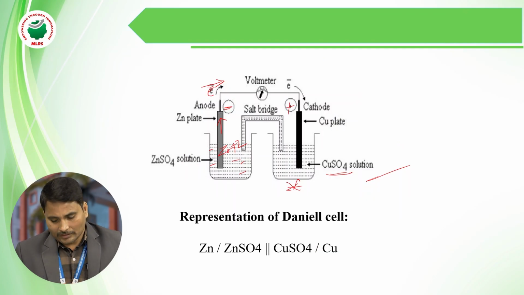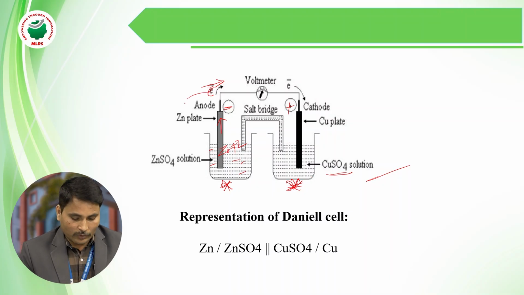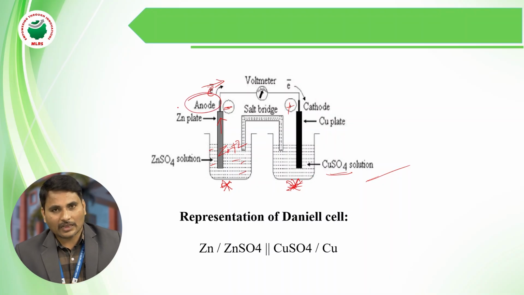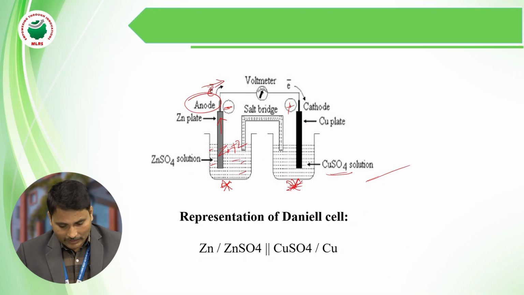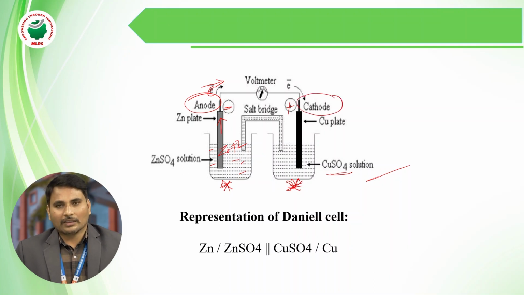In this Daniell cell, we take two half cells. One is the anode half cell, which is also called the oxidation half cell. The other half cell we call the cathode half cell, or reduction half cell.